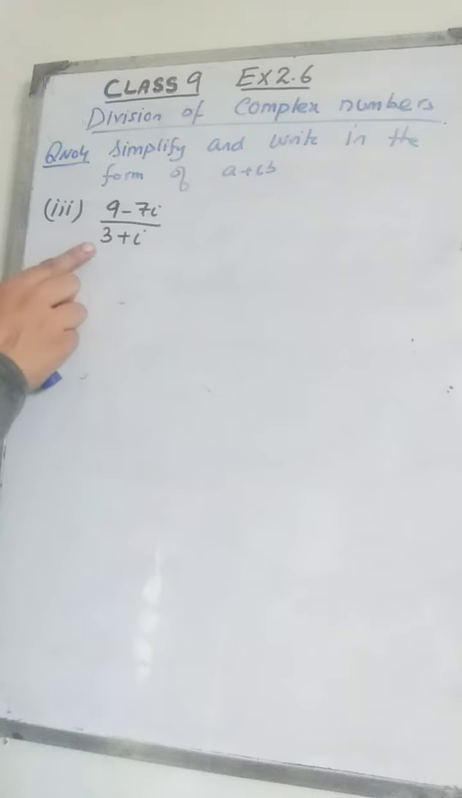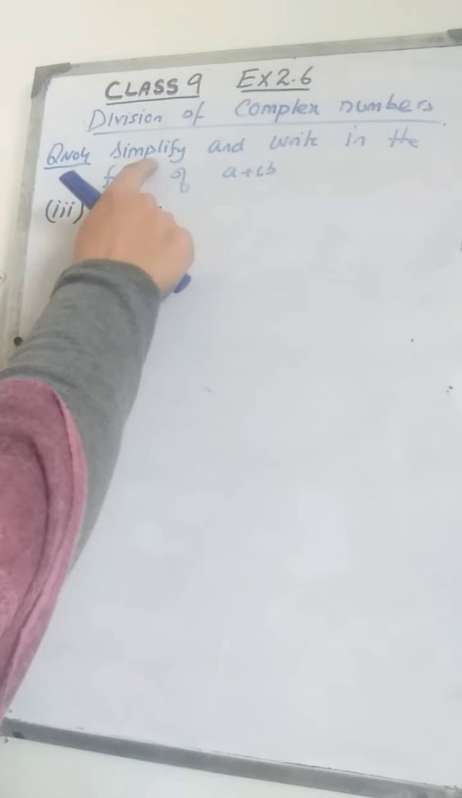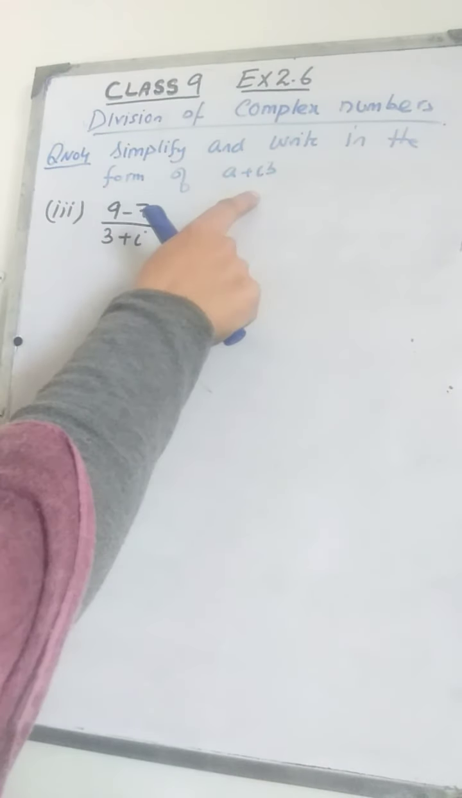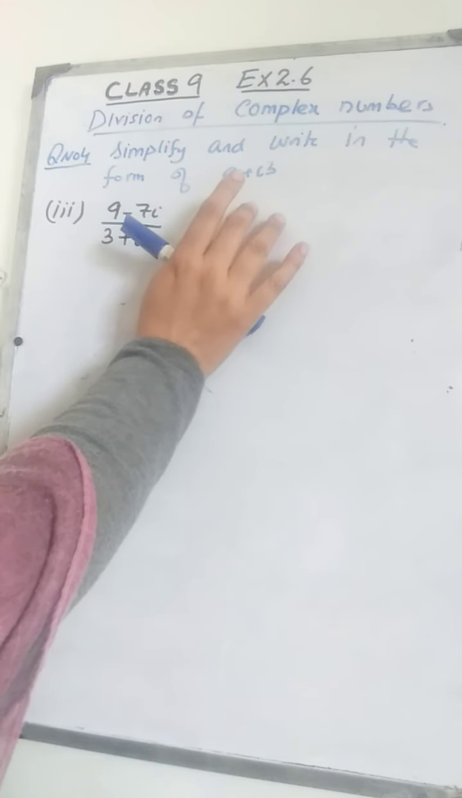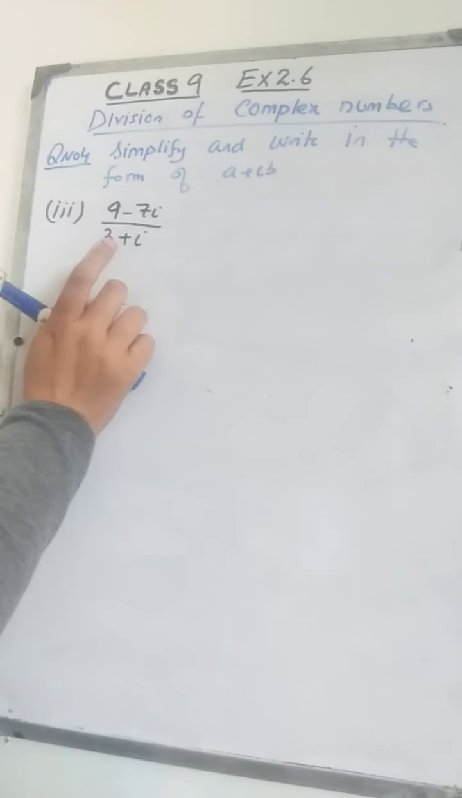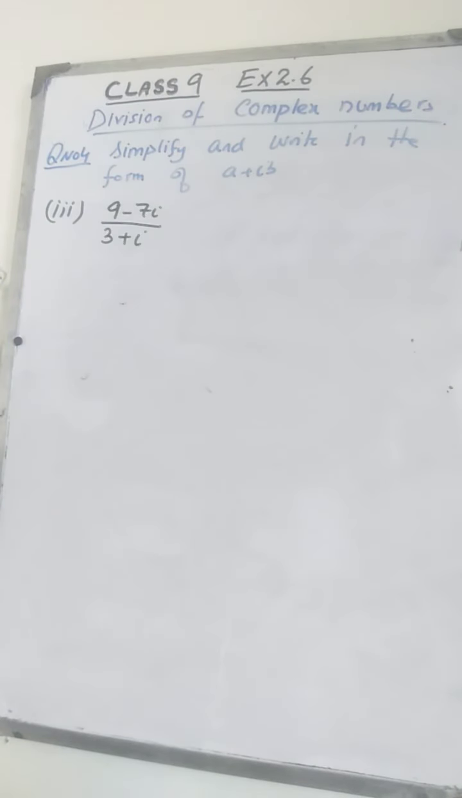This is a complex number. It is divided by 3 plus iota. So we are going to perform this division. And the question is: simplify and write in the form a plus iota b. If you want to write in the form a plus iota b, we have to perform this division. So this procedure will explain how to divide two complex numbers.